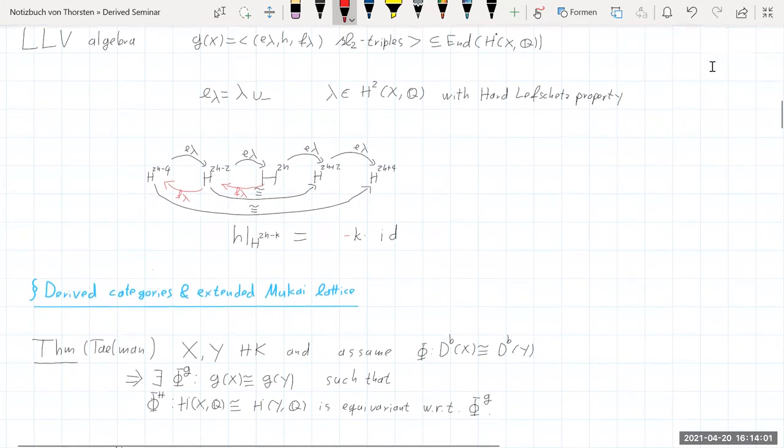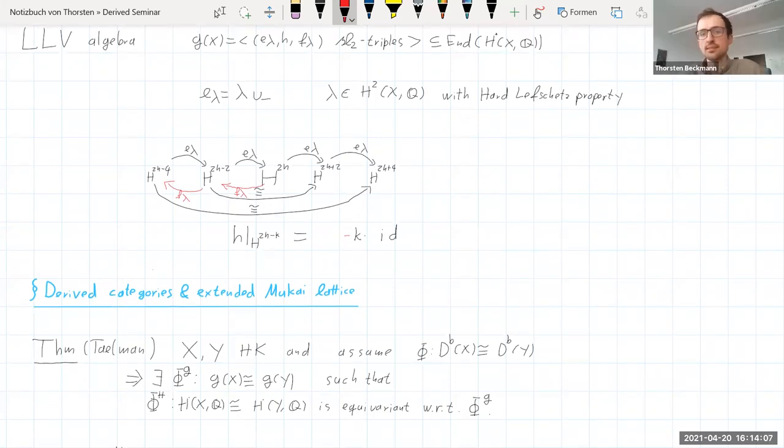Sorry, do you mean that the isomorphism doesn't take e_lambda to e_lambda? Exactly. And is it clear where it takes it? Where does it come from? My question is, what is the image of e_lambda? Is it possible to say what it is?